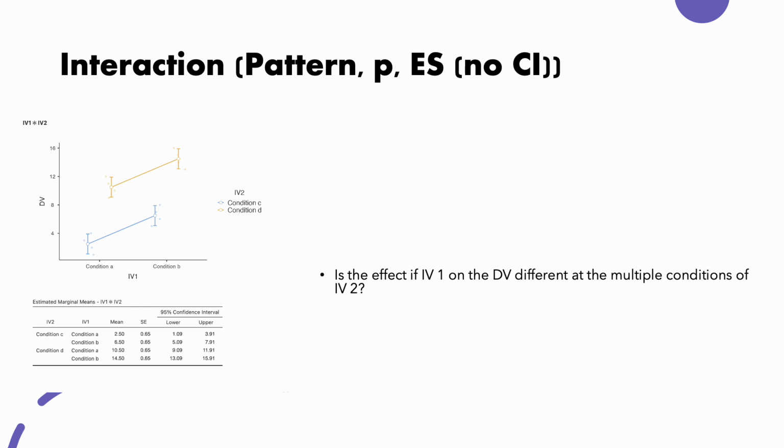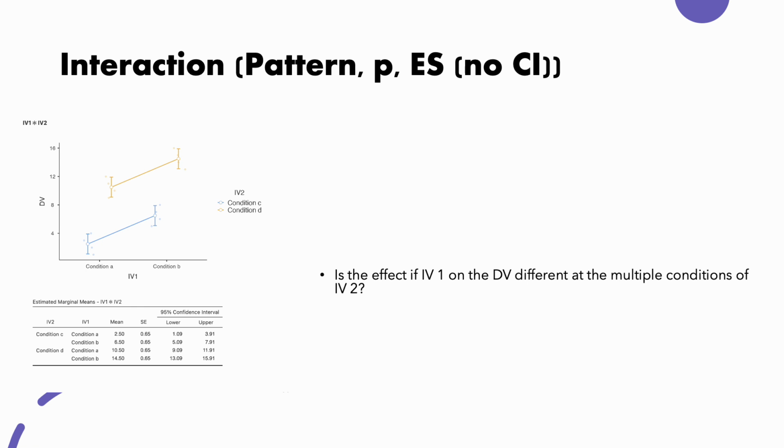So the effect of IV1 on the DV, is it different at multiple conditions of the IV? We literally just have to look at these lines. So in the blue line, right, we can see that the effect of independent variable 1 is such that condition B is higher than condition A. At the other level or condition of IV2, condition D, we can see that condition B is higher than condition A as well.